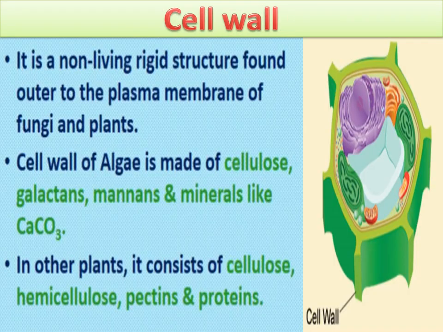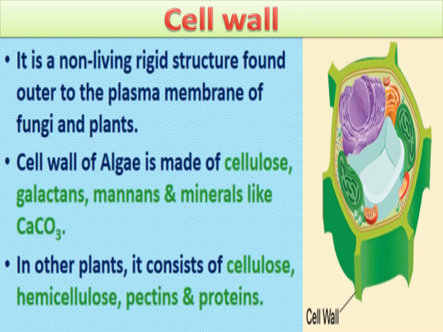Next topic is cell wall. So cell wall is a non-living rigid structure found outer to the plasma membrane of fungi and plants. Okay, so in fungi and plant cells, cell wall is present, and where is it present? It is present on the outer side of plasma membrane, as you can see here in the diagram. So it is the outermost covering in case of plants.